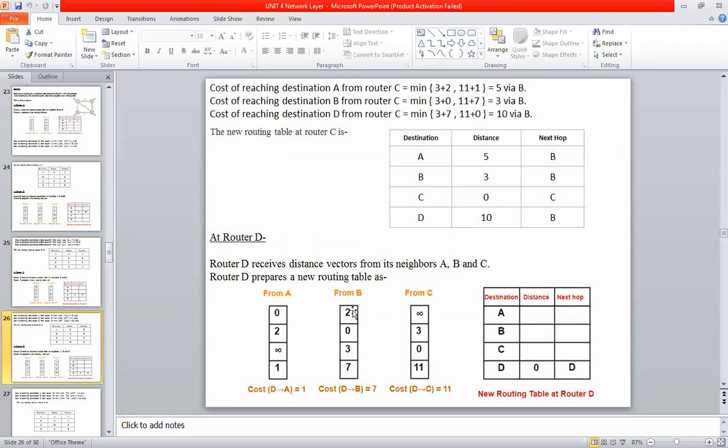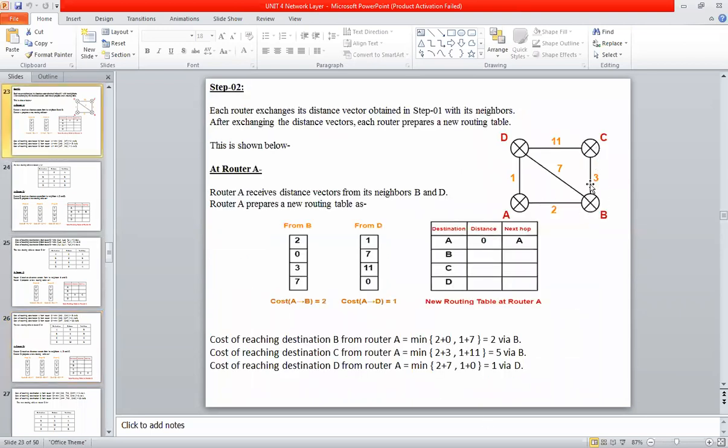Similarly, from B to A, B, C, D. B to A, there is a 2. B to B, destination is 0. B to C, direct connection, so 3. B to D, direct connection, that is 7.